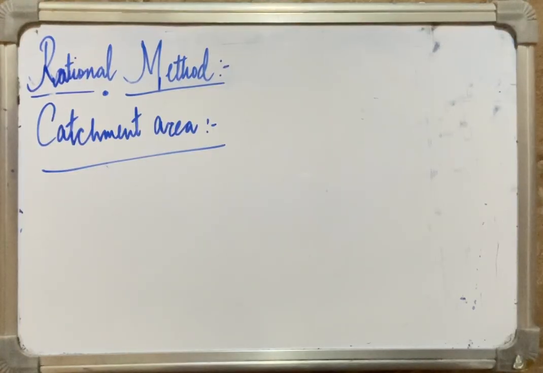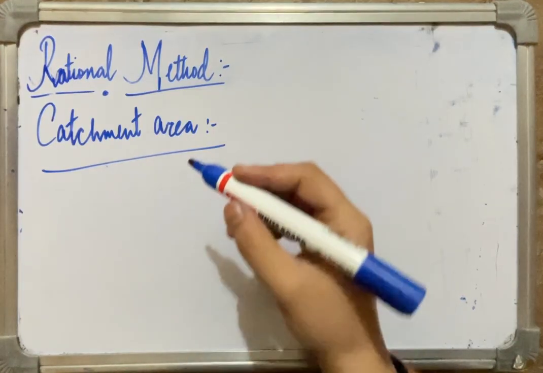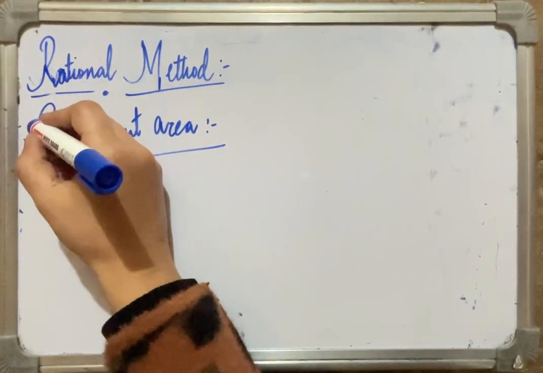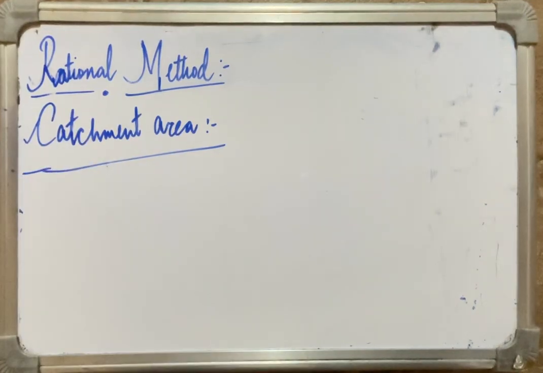Catchment area. As we already discussed in the previous video lectures, the catchment area is defined as the upstream area from the bridge site which contributes to the water of the river. Now, how do we determine this catchment area? Because we have to make use of the rational method, and in the formulas we have to evaluate the catchment area first, then only can we make use of the rational method.